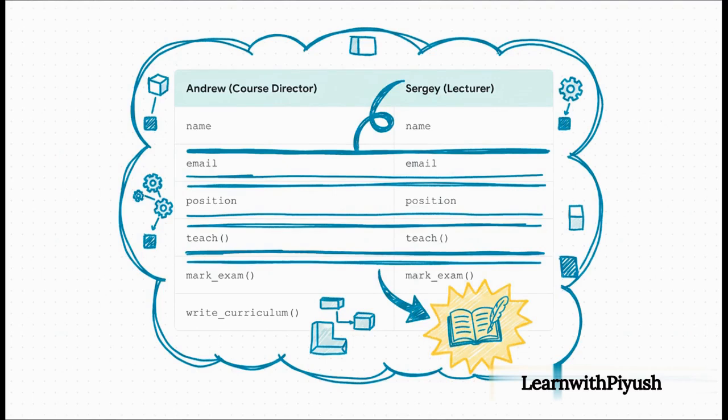They both have a name, an email, and a position. They can both teach and mark exams. The only real difference here is that Andrew has this special ability to write a curriculum. We've basically written the exact same class twice. And this is where the trouble starts.